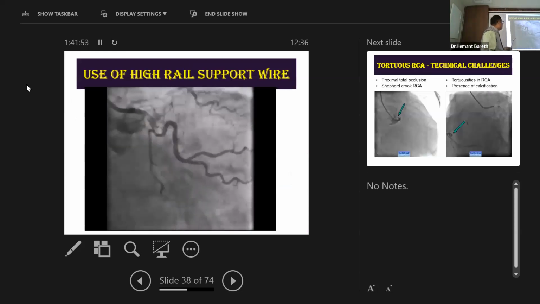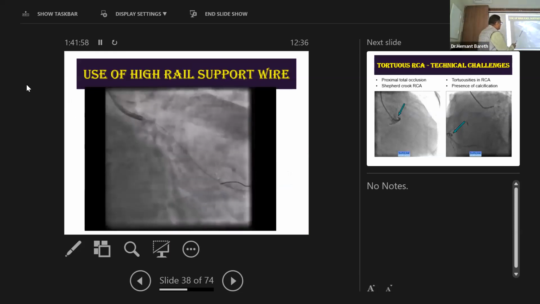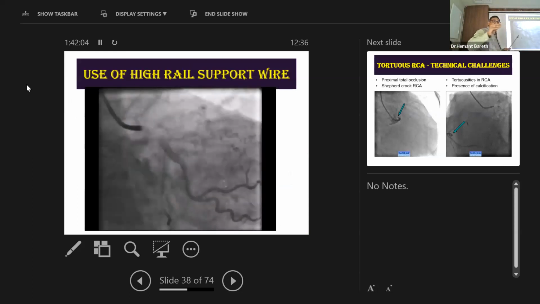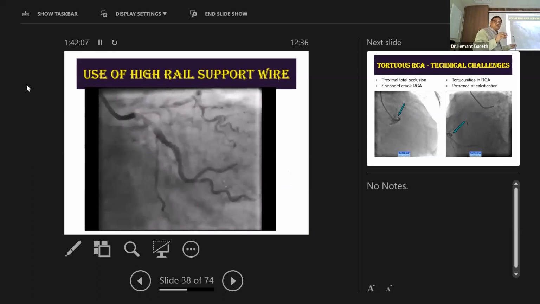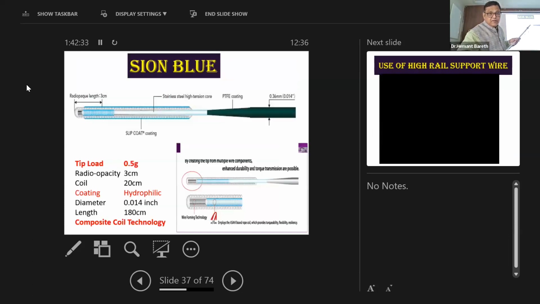So this is an example of what you get when you take a high rail support wire like this. You get these kinds of things. See this. This is like a special effect that you get to see when you use a high support wire. There is this jaded appearance of the whole vessel because it gets straightened. The wire has so much support that the vessel, instead of taking its tortuosity, takes the shape of the wire, not the wire taking the shape of the vessel. And that is the biggest problem. And this kind of thing, I will show you again. You just see this.